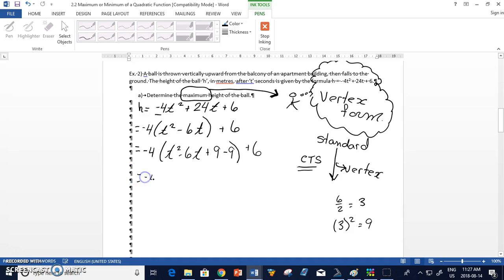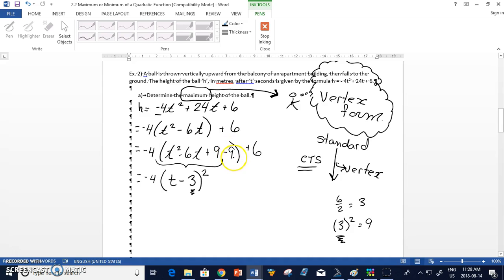Next line, -4 stays out in front. And I'm now going to express my perfect square trinomial as a binomial squared. So I have t minus, because it's minus 6t, minus 3, all squared. Okay, so you can always even keep that 9 in this form, or just remember that that's the value that's going to go here for your binomial.